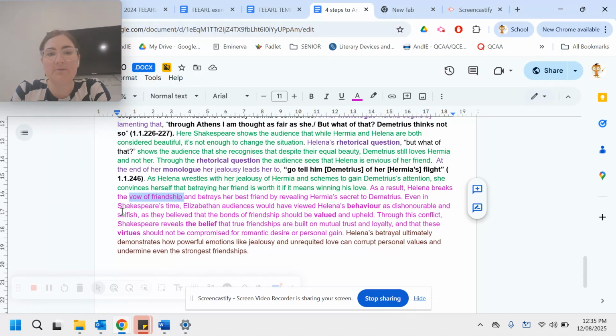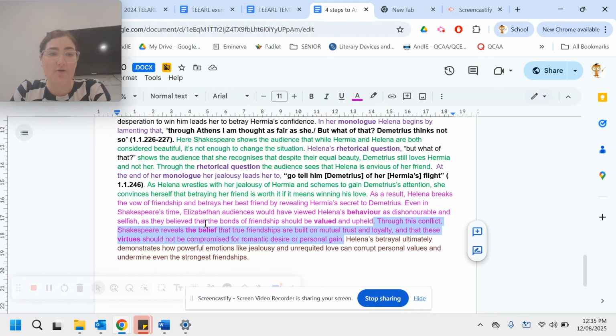So as a result, Helena breaks the vow of friendship and betrays her best friend by revealing Hermia's secret to Demetrius. Even in Shakespeare's time, Elizabethan audiences would have viewed Helena's behavior as dishonorable and selfish, as they believed that the bonds of friendship should be valued and upheld. See, I'm talking about the behaviors and the values. Through this conflict, Shakespeare reveals the belief that true friendships are built on mutual trust and loyalty, and that these virtues should not be compromised for romantic desire or personal gain. So that's Shakespeare's intention. That's what he's trying to do through showing the cultural assumptions, values, and beliefs.